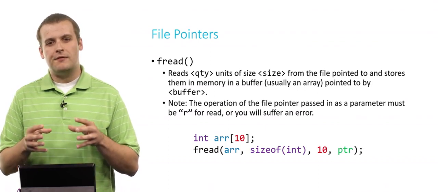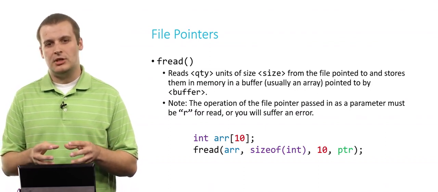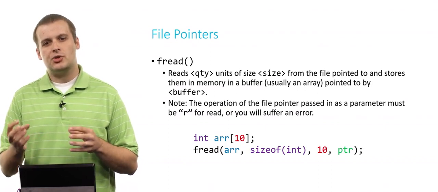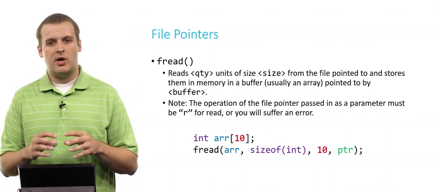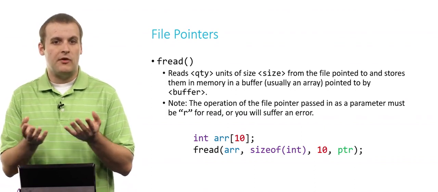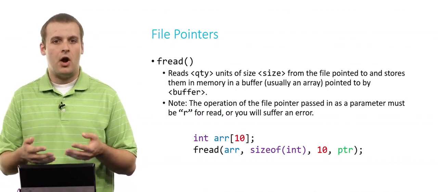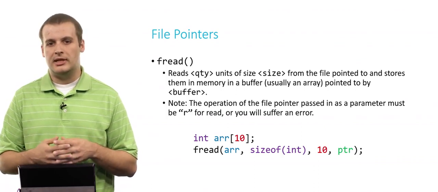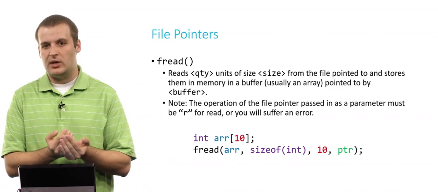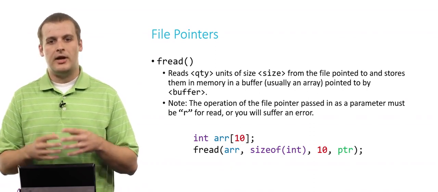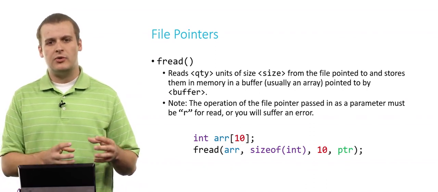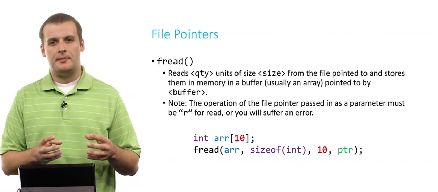So what we're doing is we're reading 40 bytes worth of information from the file pointed to by ptr, and we're storing those 40 bytes somewhere where we have set aside 40 bytes worth of memory. Fortunately, we've already done that by declaring arr, that array right there. That is capable of holding 10 4-byte units. So in total, it can hold 40 bytes worth of information. And we are now reading 40 bytes of information from the file, and we're storing it in arr.